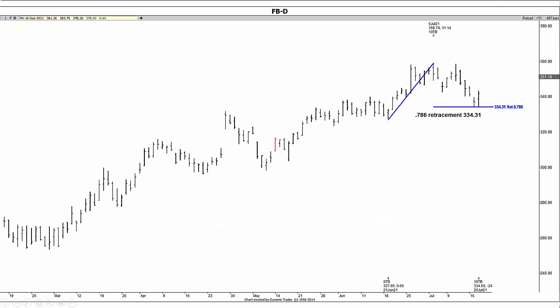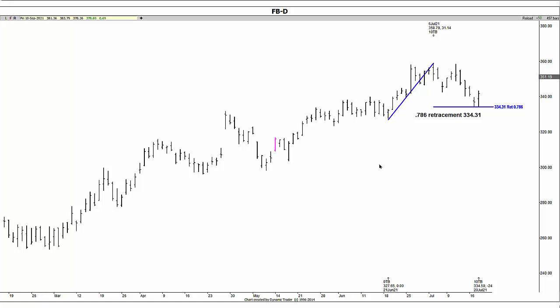This is also an old chart of Facebook, since now we're looking at Meta instead. Now in this case, what we had was, I started looking for support when the market started pulling back. So I ran a retracement of a prior low to high swing. We ended up having the 786 retracement come in at 334.31. Okay, so that was one level for possible support.